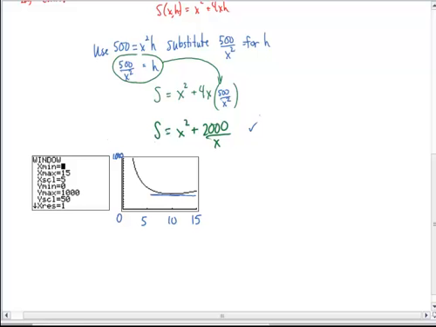Now let's try to do this more analytically. What I'd like you to do is find the critical points by taking the derivative and setting it to 0 and seeing if in fact we get a minimum value at 10. So do that now with your group, and let's compare answers after the pause.